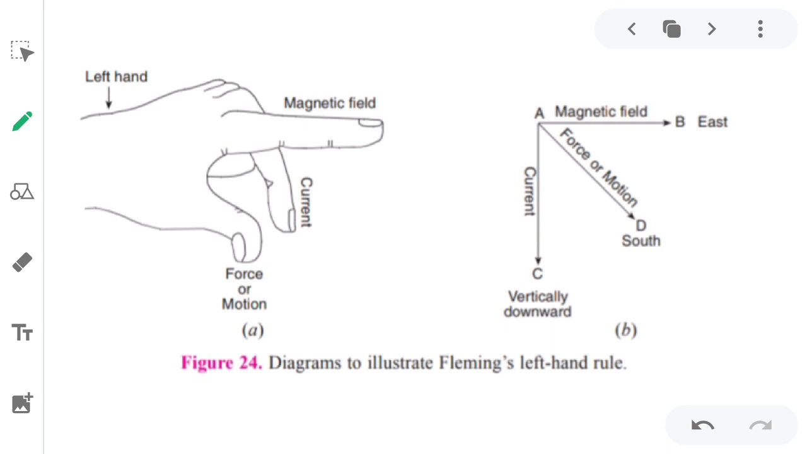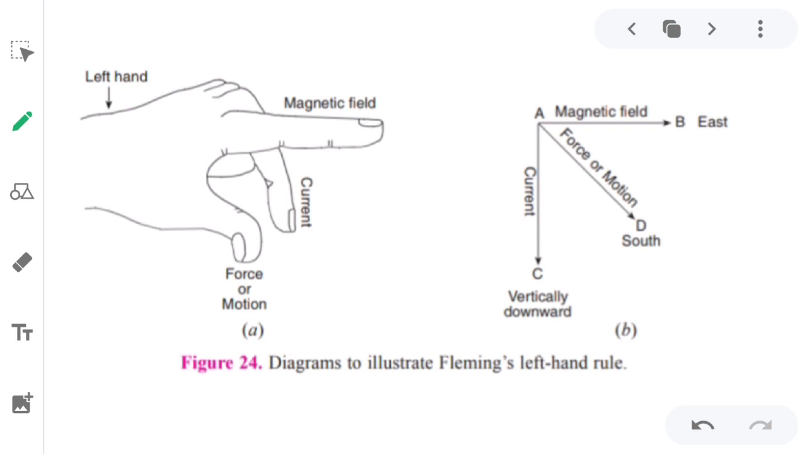I'll repeat it once again. Hold your four fingers, center finger and thumb of your left hand at right angles, as shown in the figure, and adjust your hand in such a way that the forefinger points in the direction of magnetic field, the center finger points in the direction of current, then the direction in which the thumb points will give you the direction of force acting on the conductor.